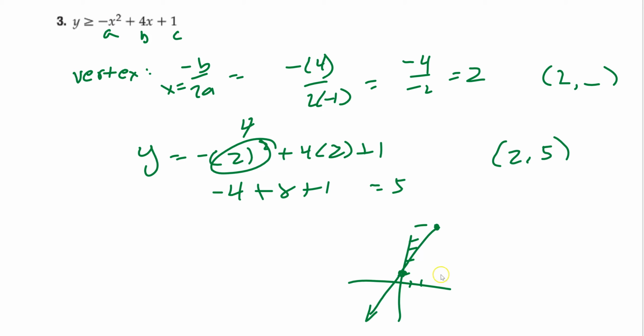Like that. Now again, greater than, so shade above, but let's do test points to practice. Let's do a point like 0, 0. If I plug in 0, 0, look what happens. 0 is greater than 0 plus 0 plus 1. 0 is greater than 1. That is false, so I don't shade this part, I would shade the opposite part.